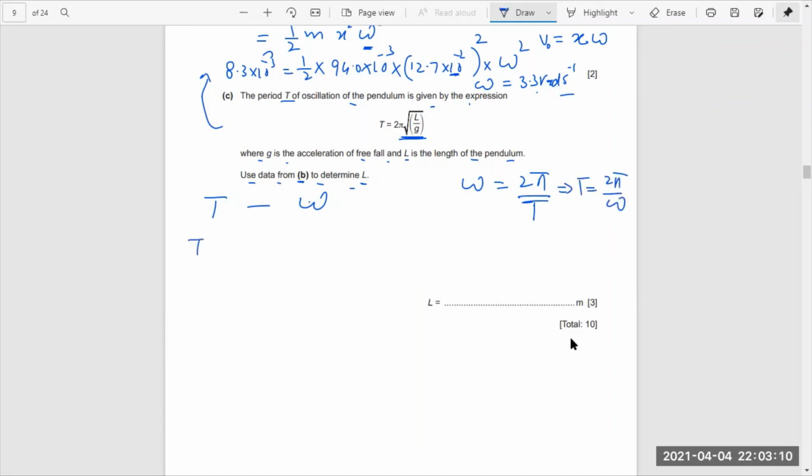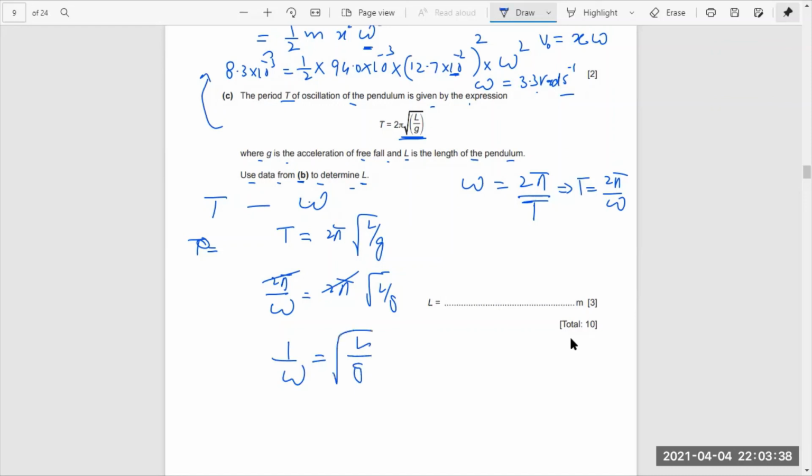So getting the time period first of all, then we can get the other values as well, putting the value in place of the time period, 2 pi over omega. So in the relation we already have, we start with the relation T is equal to 2 pi under root L over G. Putting the value of T as 2 pi over omega, that is also equal to 2 pi under root L over G. We must take the square on both sides. So this is 1 over omega is equal to under root L over G. Squaring both sides, it gives 1 over omega square is equal to L over G, and just cross multiplying and making L the subject of the equation.